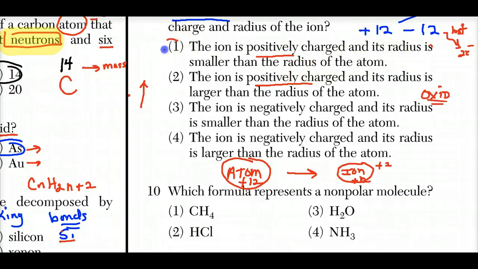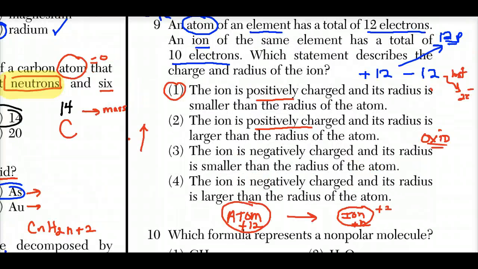That's the winner for me. Okay? So if you said number 2, you got it half right. The radius is larger. No, it's going to get smaller. You lose something, you're going to get smaller. So number 9 is choice 1.